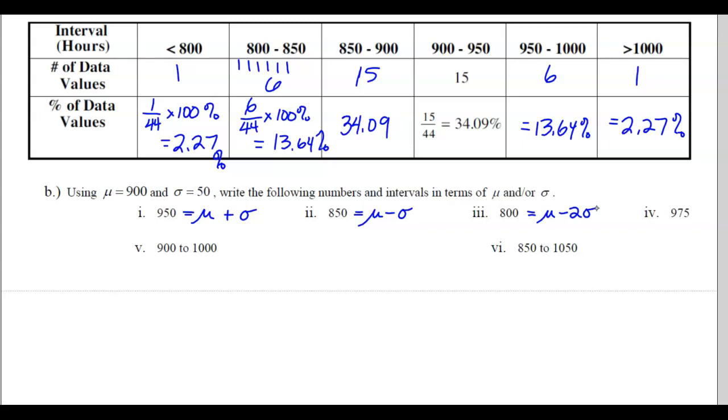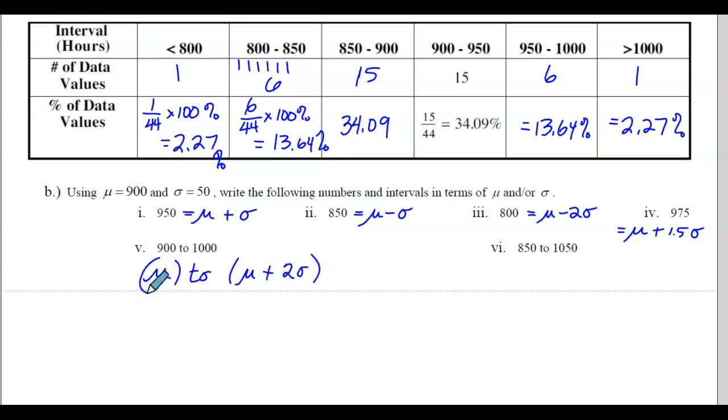Then here, 975, well that's 900 plus standard deviation is 50. So then we need half of another standard deviation. So plus 1.5 times the standard deviation. Then the intervals, that means we're going from 900 to 1,000. So we'll put the word "to" in there. 900 is the mean, to 1,000, which is the mean plus 2 standard deviations.